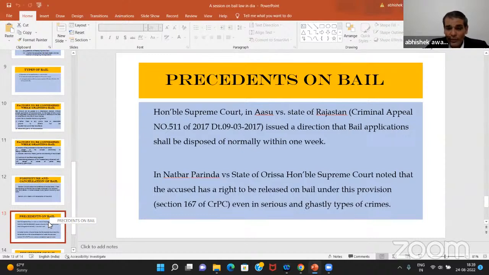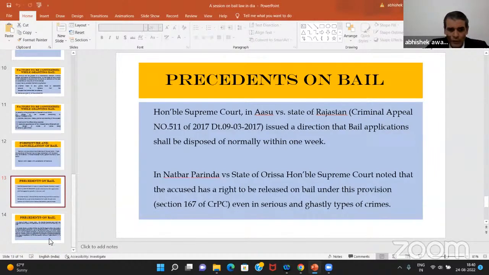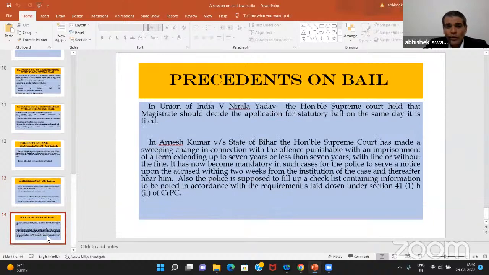Section 167 of CrPC, that is default bail. Even in serious and ghastly types of crimes, in notorious and very grievous crimes also, under section 167, if the 60 days or 90 days period has expired, he shall be released on bail. In Union of India versus Nirmala Yadav, the Honorable Supreme Court held that the magistrate should decide the application for statutory bail on the same day it is filed. Statutory bail means he has a right to get the bail.